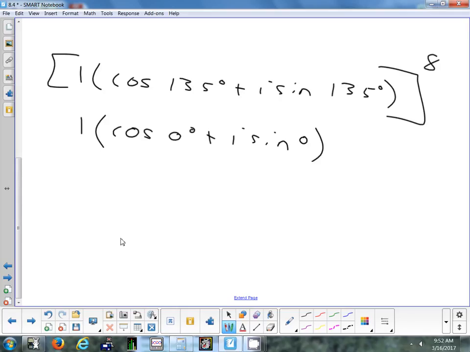If you wanted it in standard form, what's the cosine of 0? 1. What's the sine of 0? 0. So what would you get for that answer? 1.